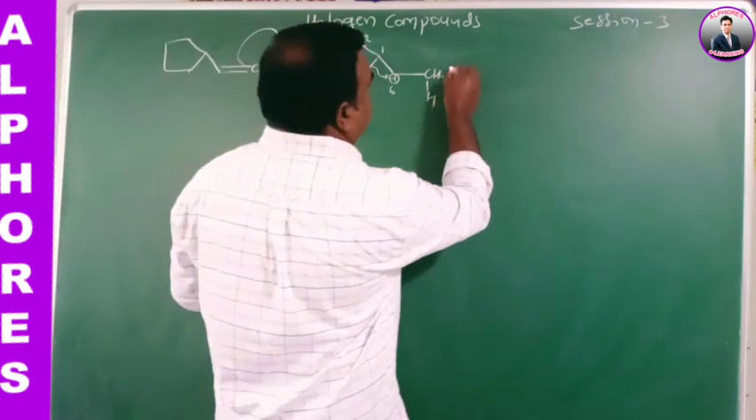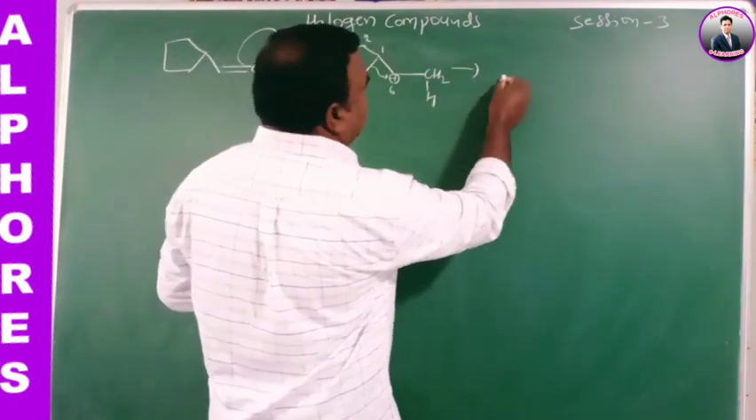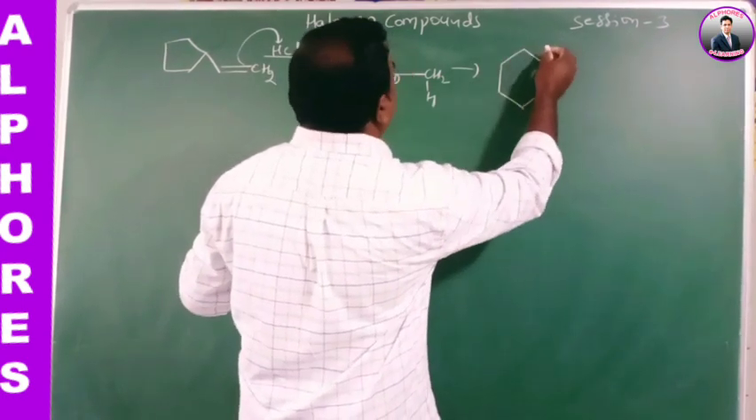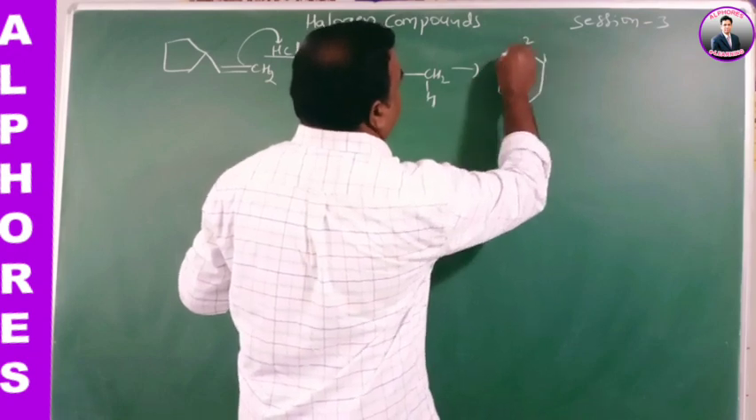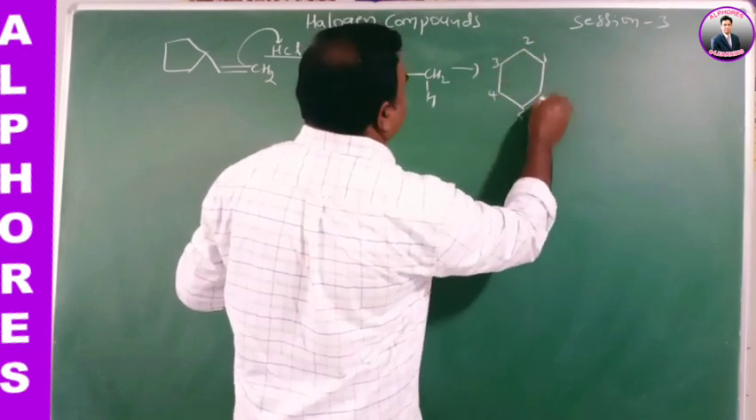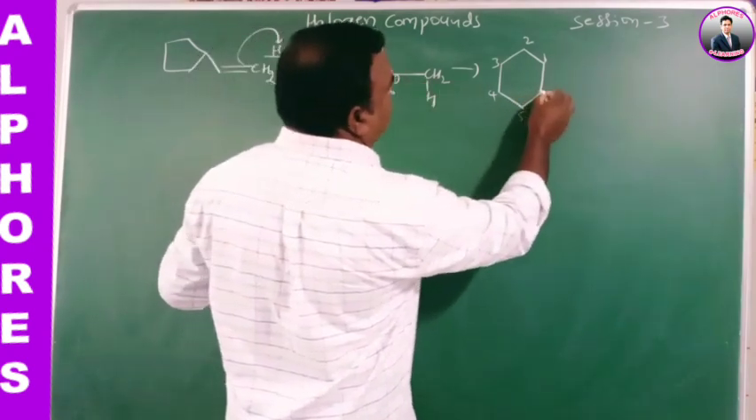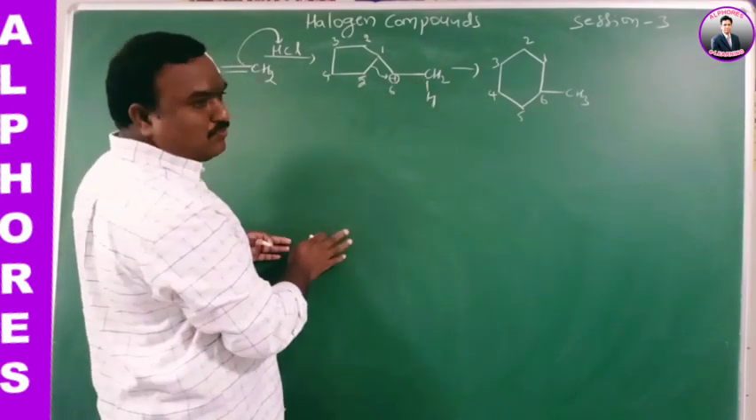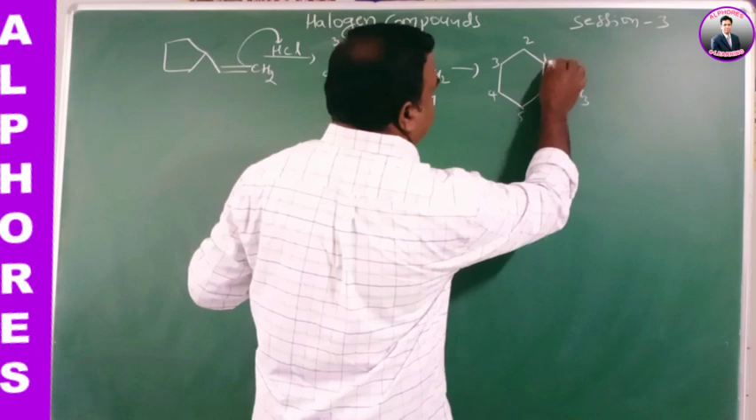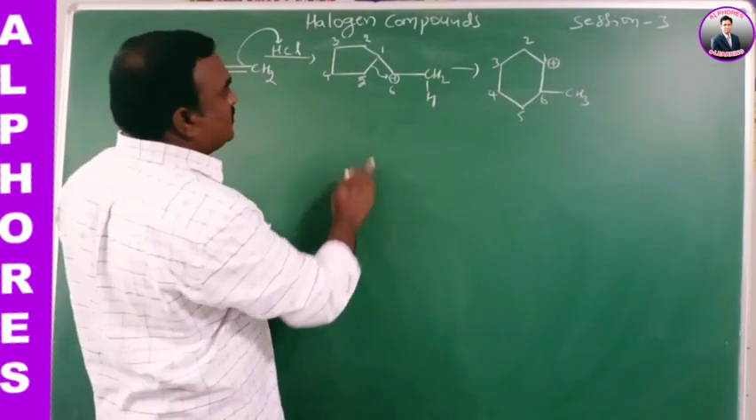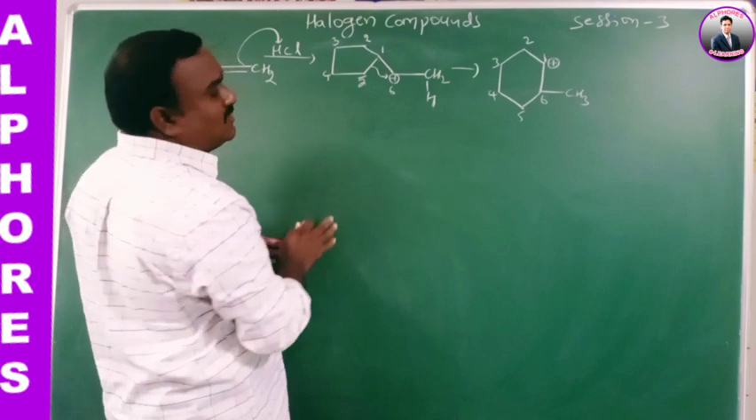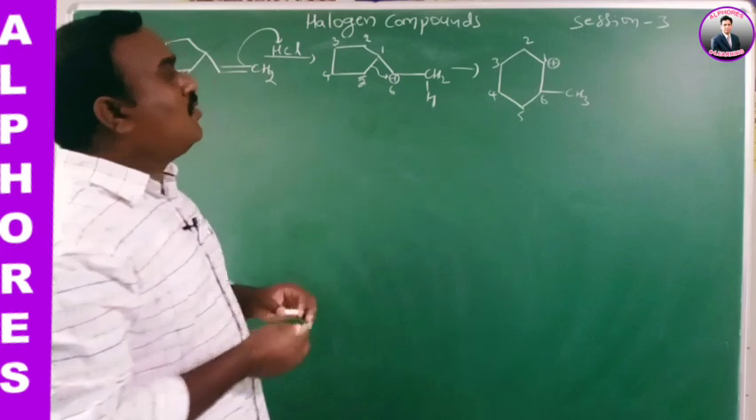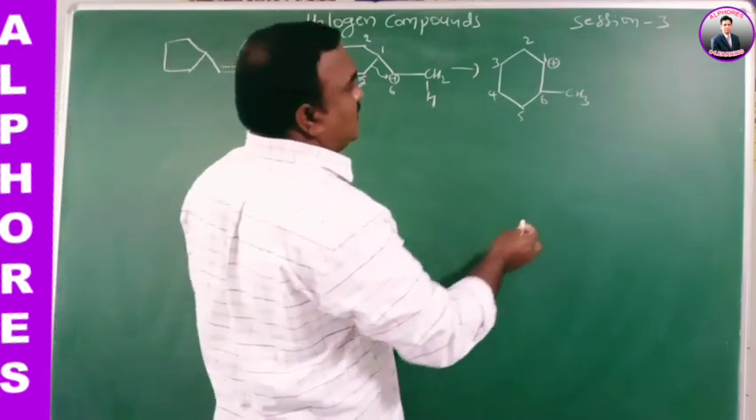Now, how many member ring is formed here? A 6 member ring. If you give the numbering 1, 2, 3, 4, 5, 6, the sixth carbon is having a methyl group. The first carbon is having the positive charge right now. Reason: the first carbon lost the electrons in this case. So the formed carbocation is a secondary carbocation.